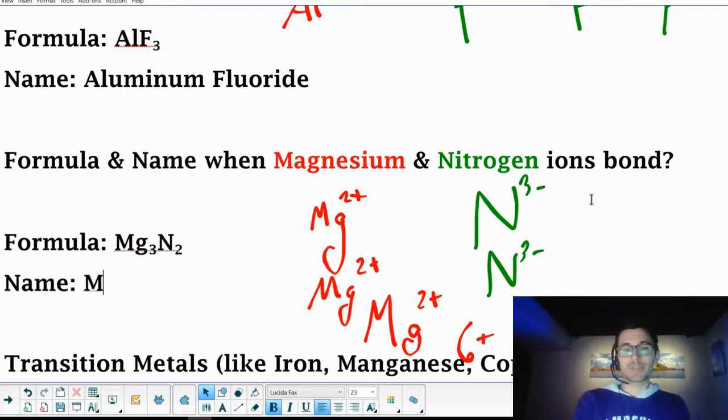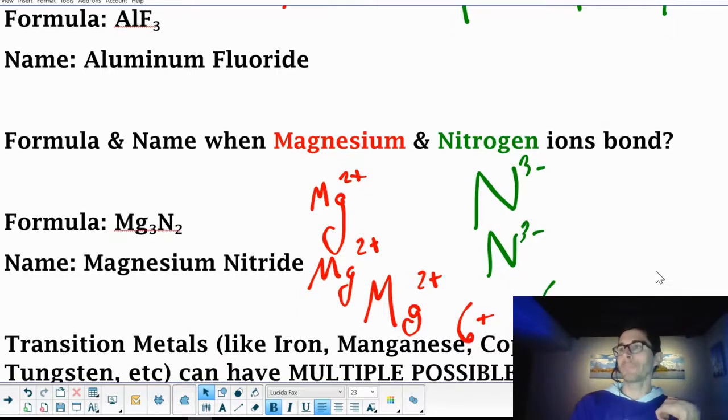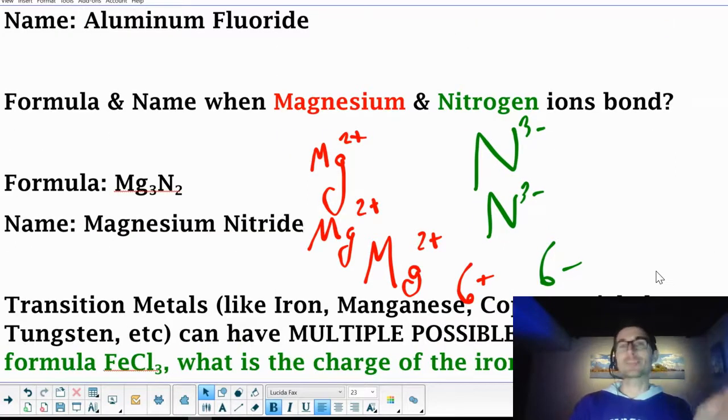The name of this is magnesium nitride. You end it in "ide," and we're good. So it's all about, again, I've said this many times, it's all about balancing the positives with the negatives.